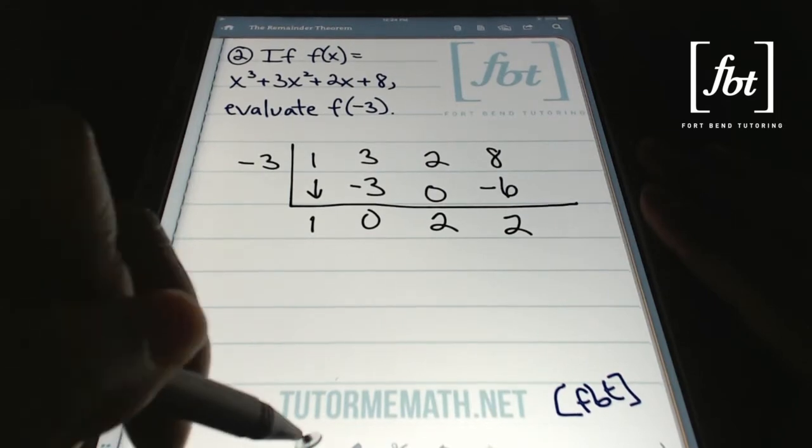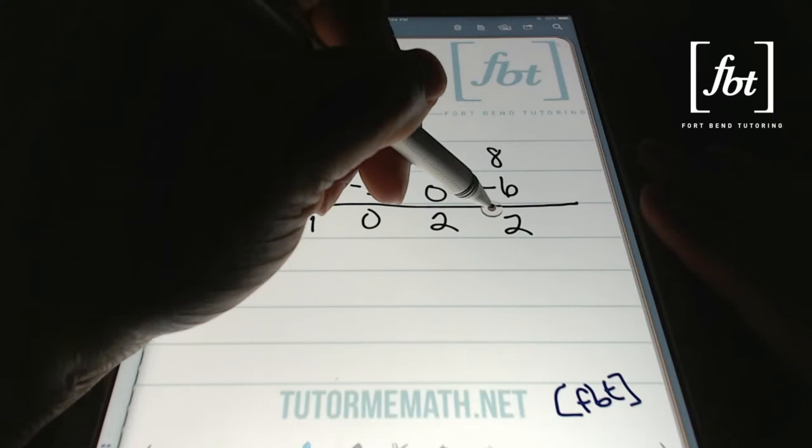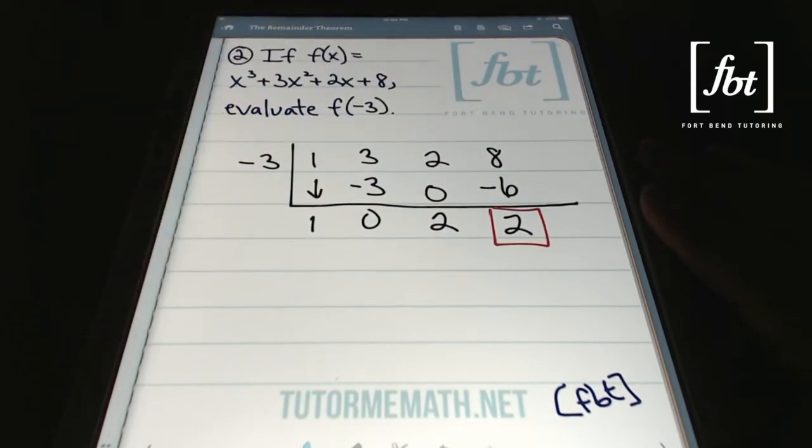And so therefore, the remainder is going to be our value of f of negative 3. So instead of plugging in negative 3 into the original function and simplifying it, we were able to find out the value of f of negative 3 by using the remainder theorem. Done and done, guys. So this is the result of f of negative 3 into our function f of x equals x cubed plus 3x squared plus 2x plus 8. This is problem number 2.